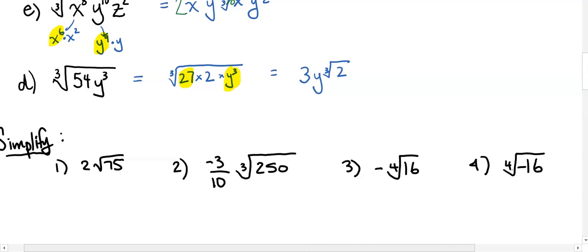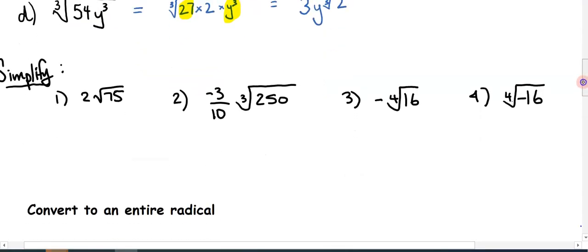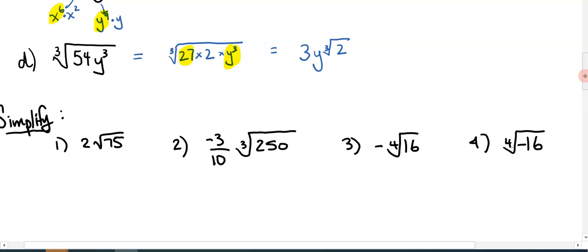Okay, you can pause the video, try these out, and then I'm just going to go through these quickly. All right, this is going to become 2 times, and 75 is broken into 25 by 3. So it's going to become 2 times 5 root 3, which becomes 10 root 3. All right, those are both outside, so we're now able to multiply.